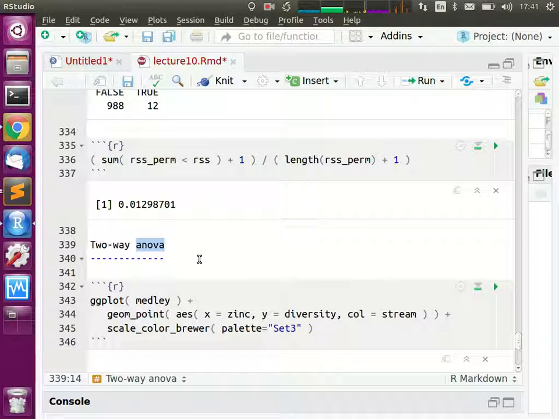Given all this, what would you now say? Can we now conclude really, from just what we've seen, that the zinc concentration in a river influences the species diversity? Who thinks yes?